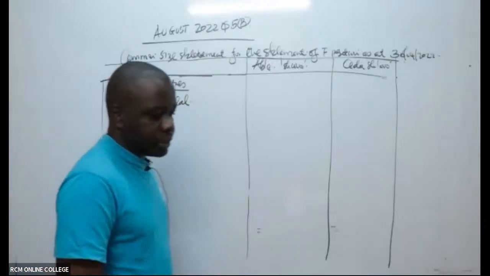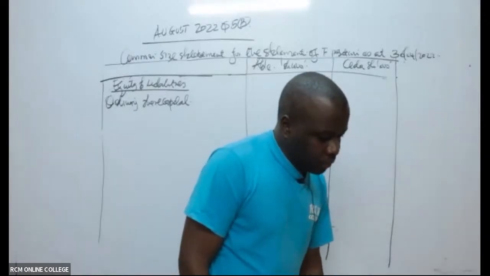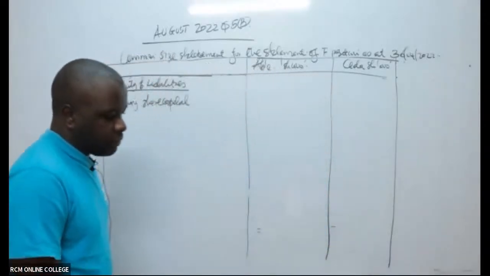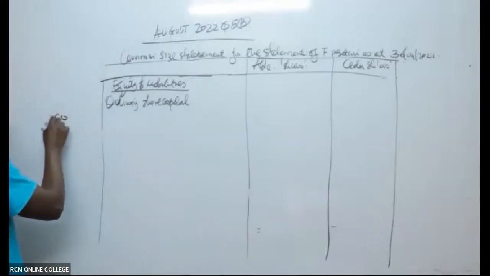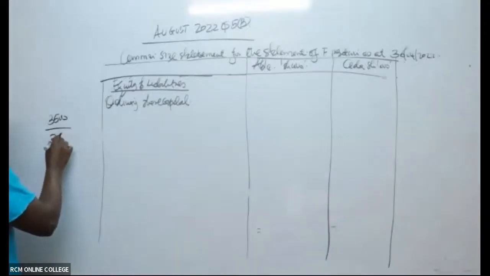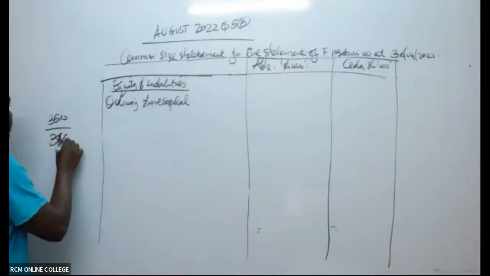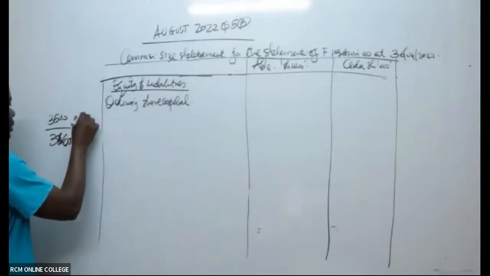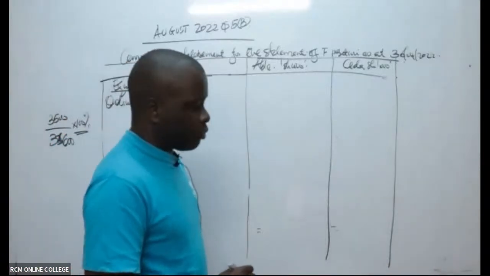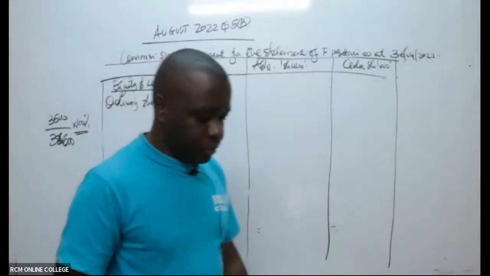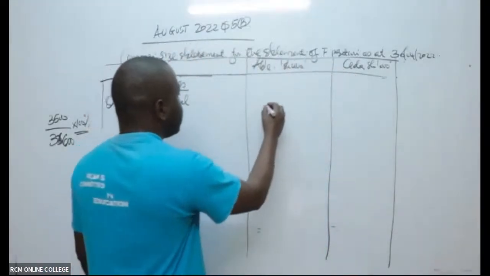So ordinary share capital, in this case, you're told the amount is 3.5. So you take 3.5, divided by 33,600, then multiply by 100%. You're getting how much for the ordinary share capital? That is 10.4%. So averagely that is 10%.